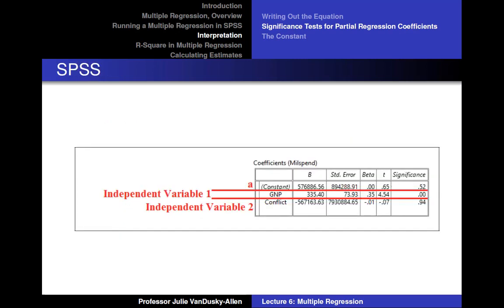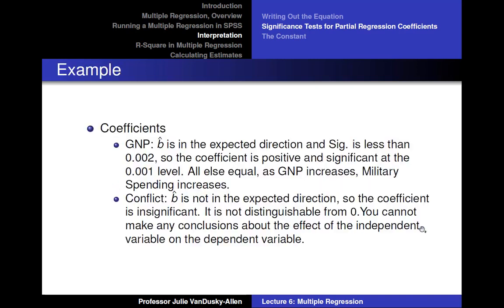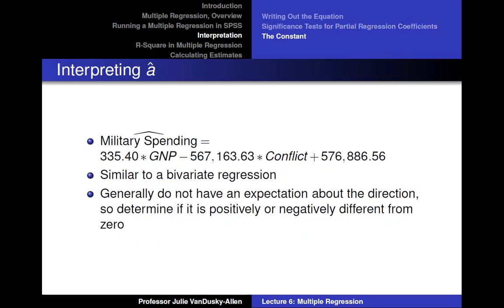Now moving on to conflict. We expect conflict to have a positive effect on military spending. Yet the sign of b hat for conflict is negative, so the coefficient b hat is not significant. It is indistinguishable from 0, so we do not have support for our hypothesis. We cannot make any conclusions about the effect of the independent variable on the dependent variable.